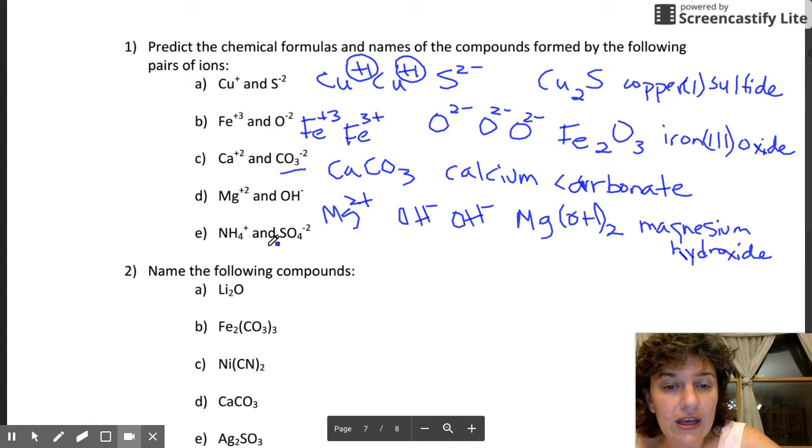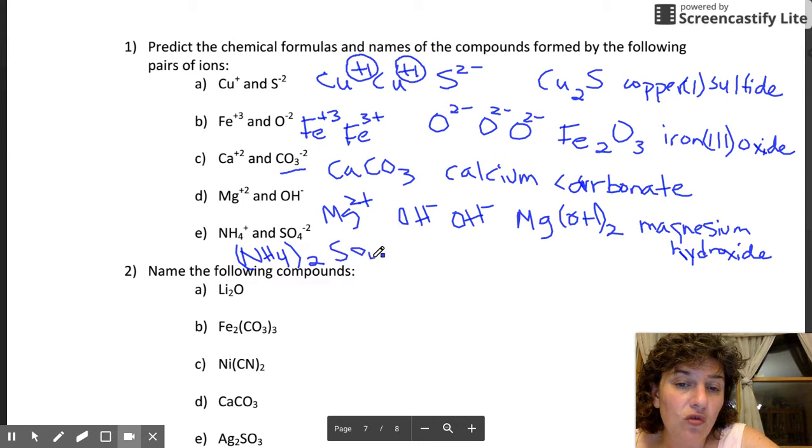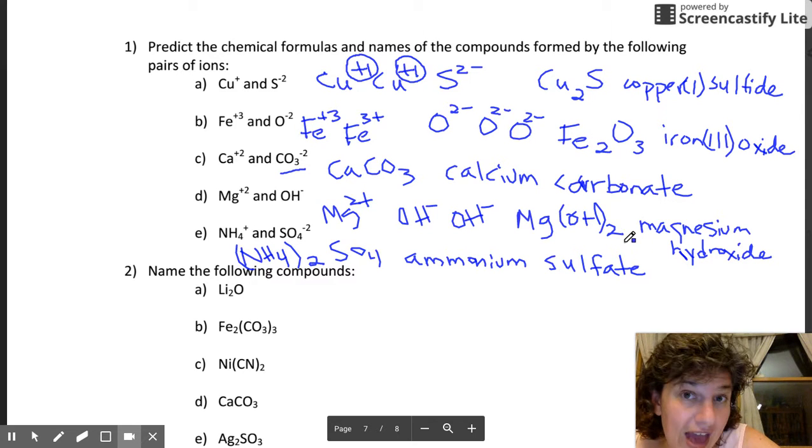Now, this is a complicated one. We have NH4 and SO4, but they're both on the polyatomic ion chart. So we have NH4, and it's a +1, so we need 2 of these to equal this -2 here, SO4. So the name of this is ammonium sulfate. And both of those come off the polyatomic ion chart. It's just the name of the cation plus the name of the anion.